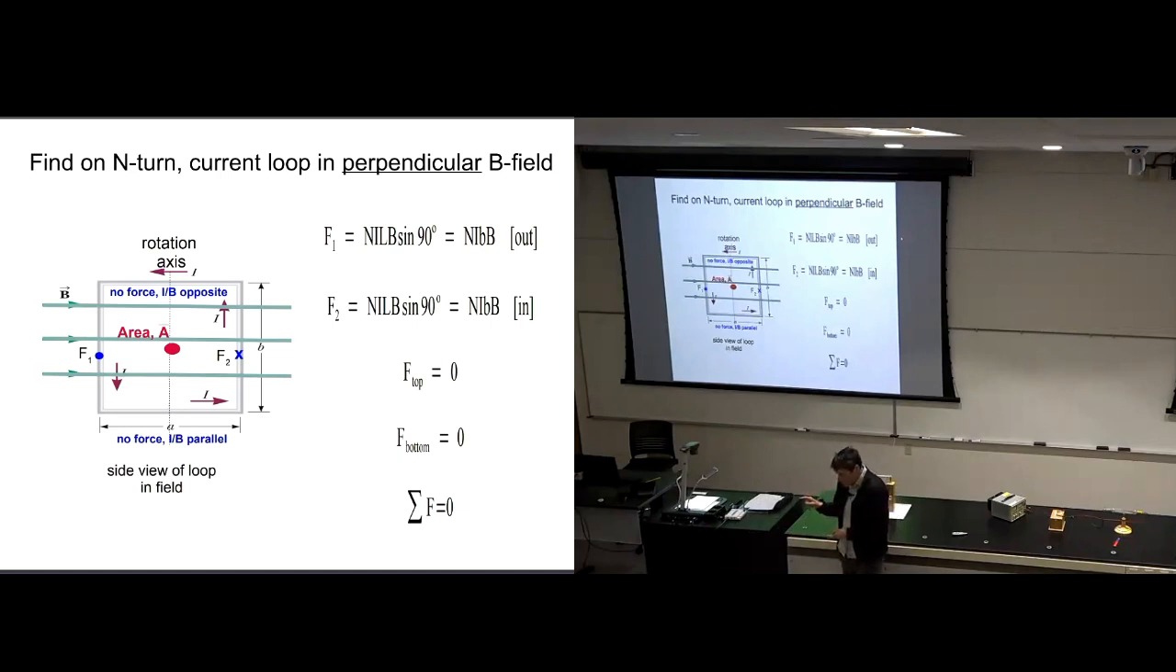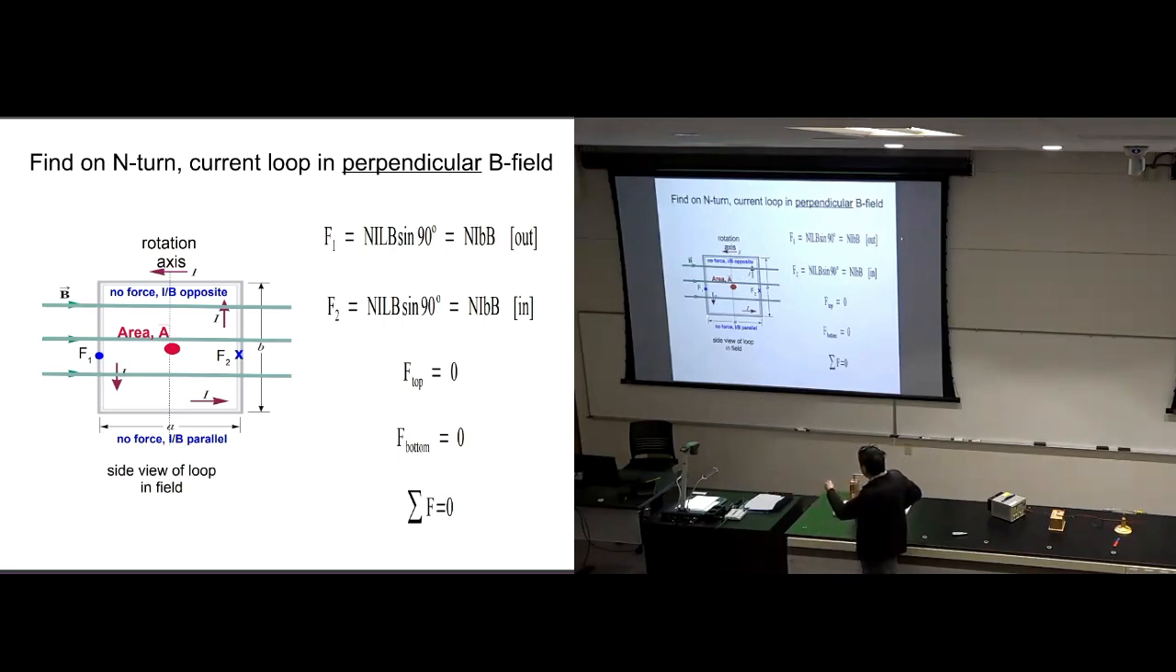We said that QVB sine theta meant that if sine theta is 0 or 180 degrees, that's a direction for a particle where there's no force on it in a magnetic field. Same for ILB sine theta. If the current's flowing in the direction of the field lines or opposite the direction of the field lines, there's no magnetic force. Upstairs here and downstairs here, the horizontal arms in this picture, there's no magnetic force on them because the currents are flowing in the direction of the field or opposite the direction of the field.